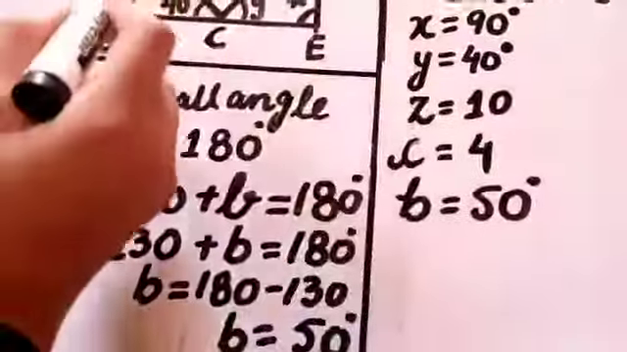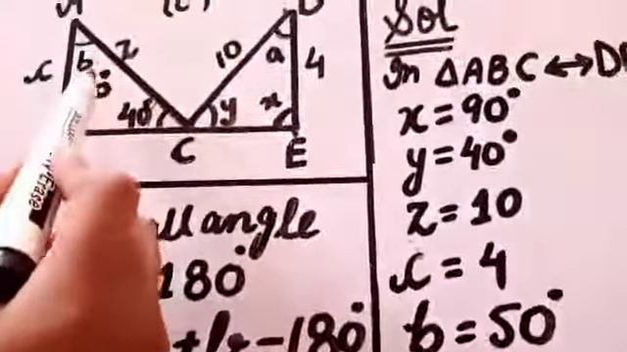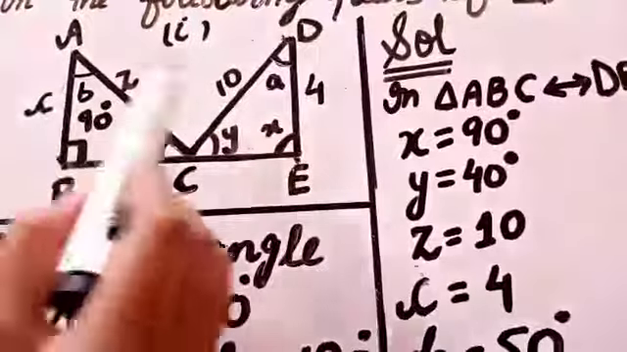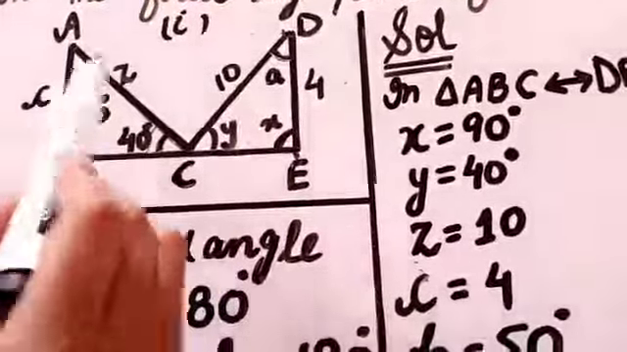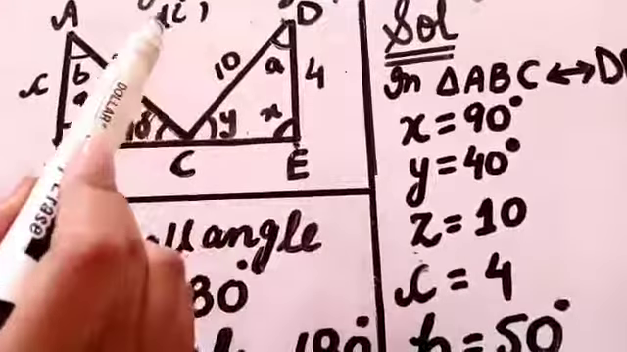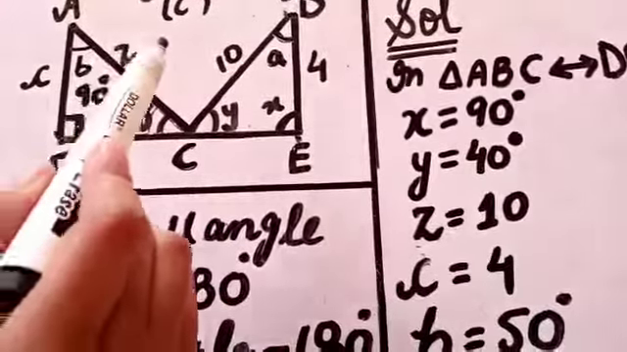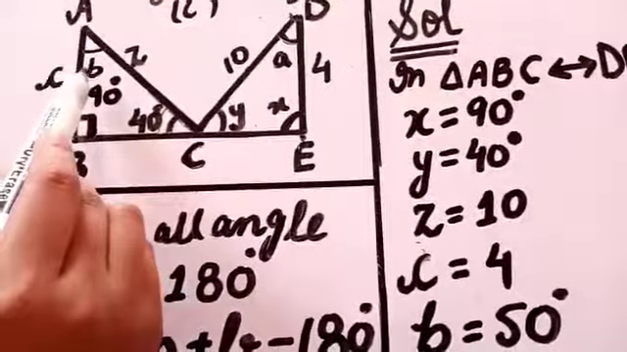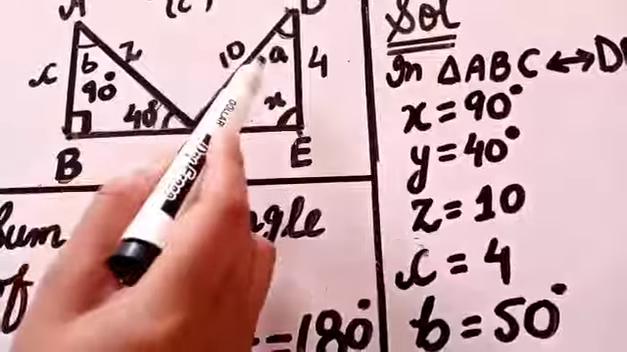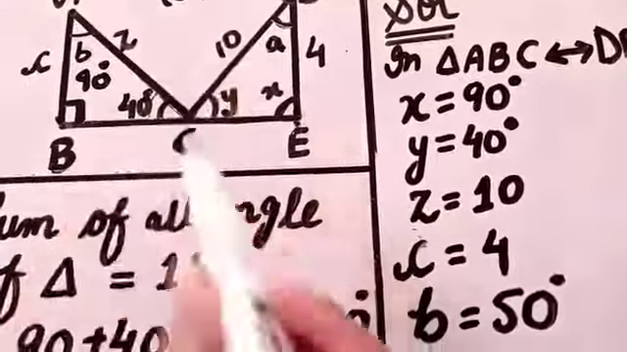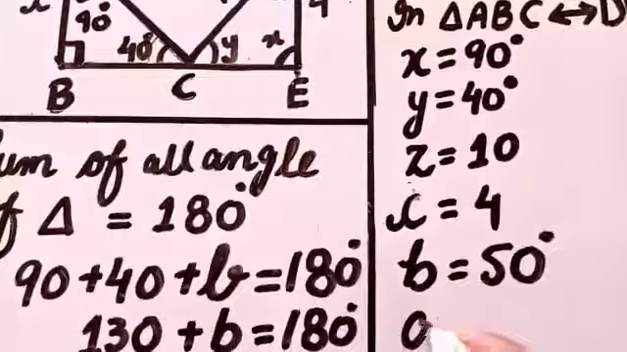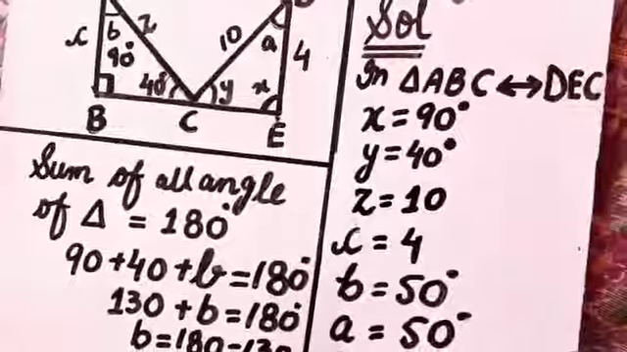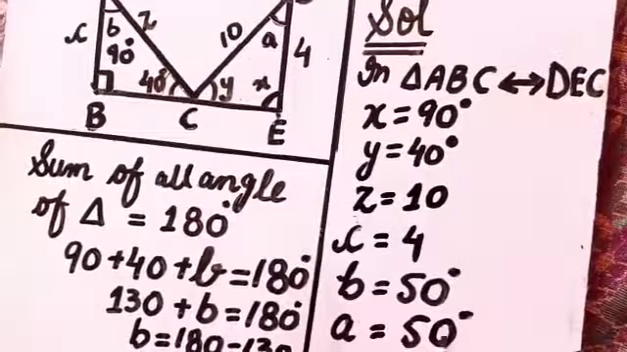As we all know, in these two triangles, b and a are corresponding angles. So both corresponding angles are equal to each other, because corresponding sides and corresponding angles of congruent triangles are always equal to each other. The value of b is 50. So automatically the value of a will also be 50 degree. So I can write the value of a is 50 degree. So students, the value of a is 50 degree.